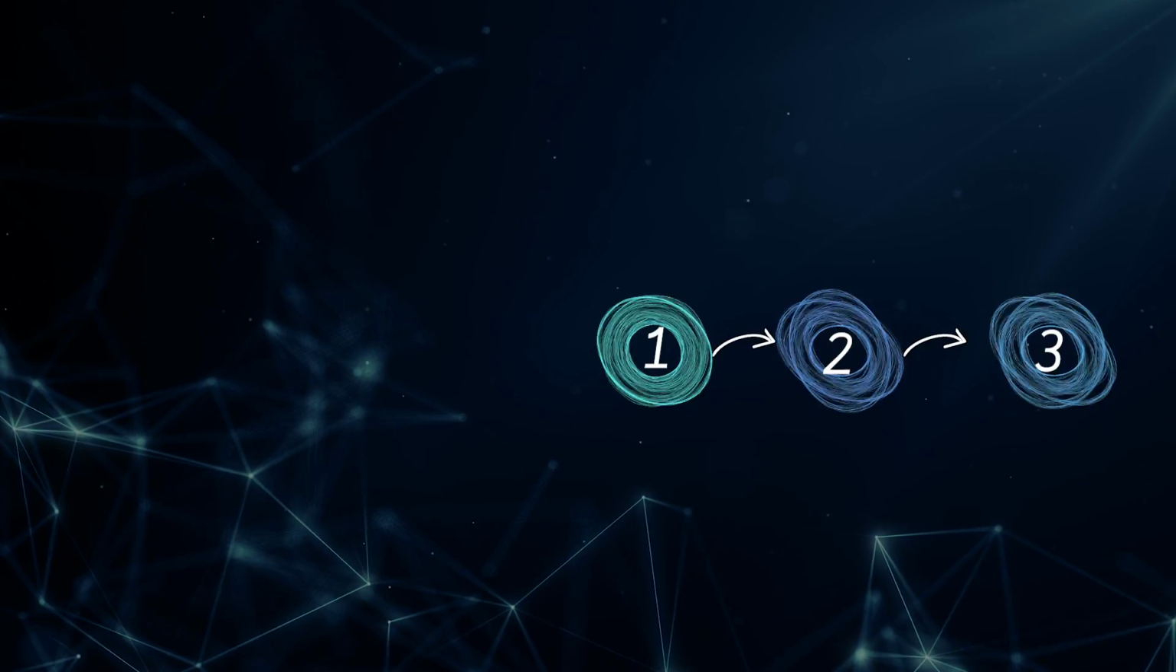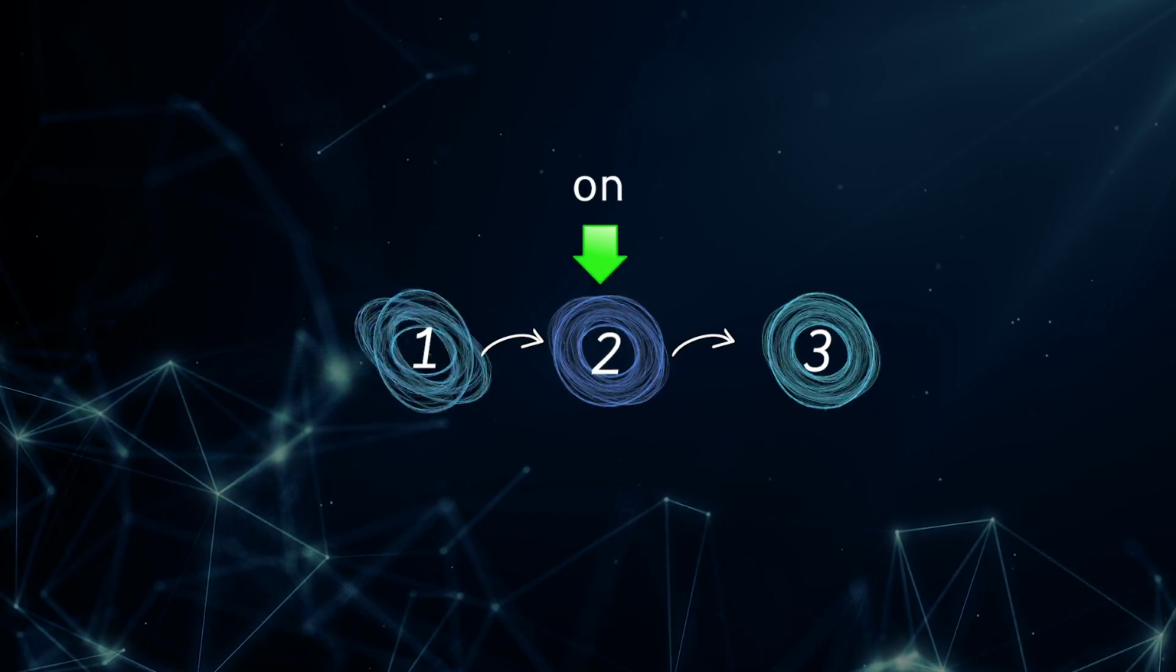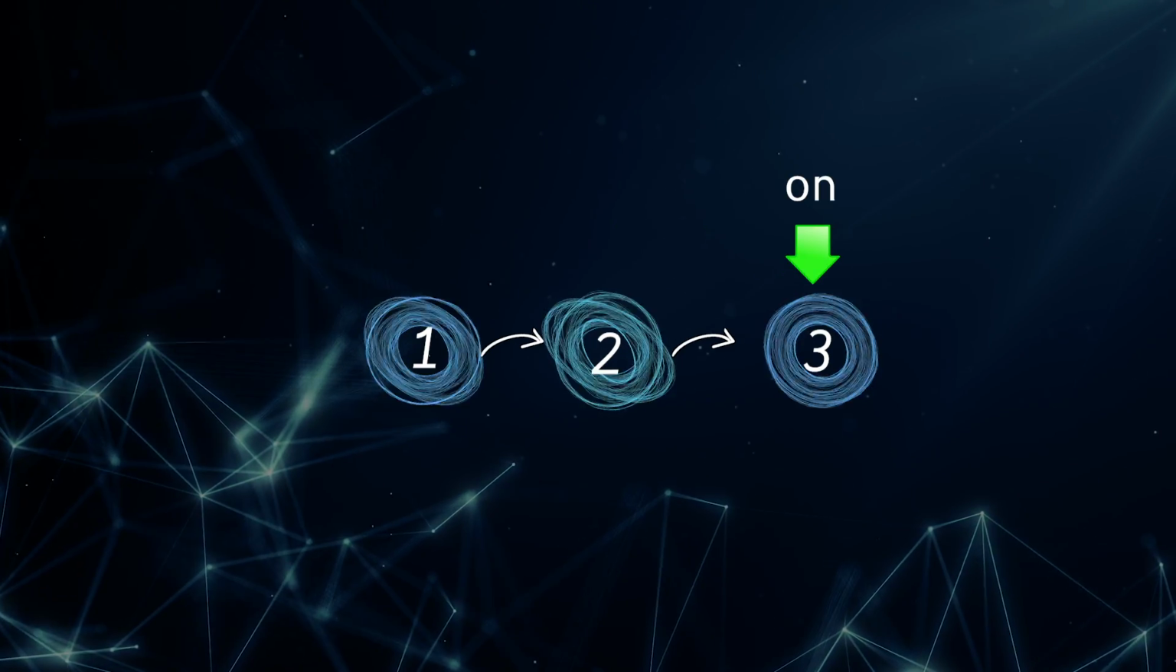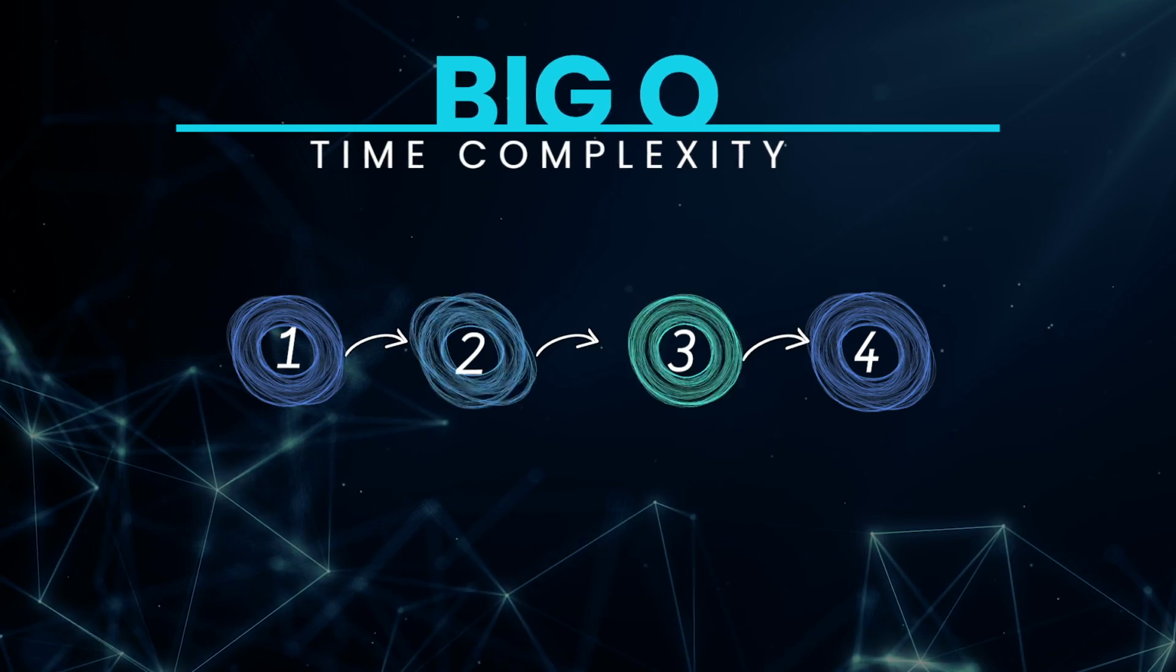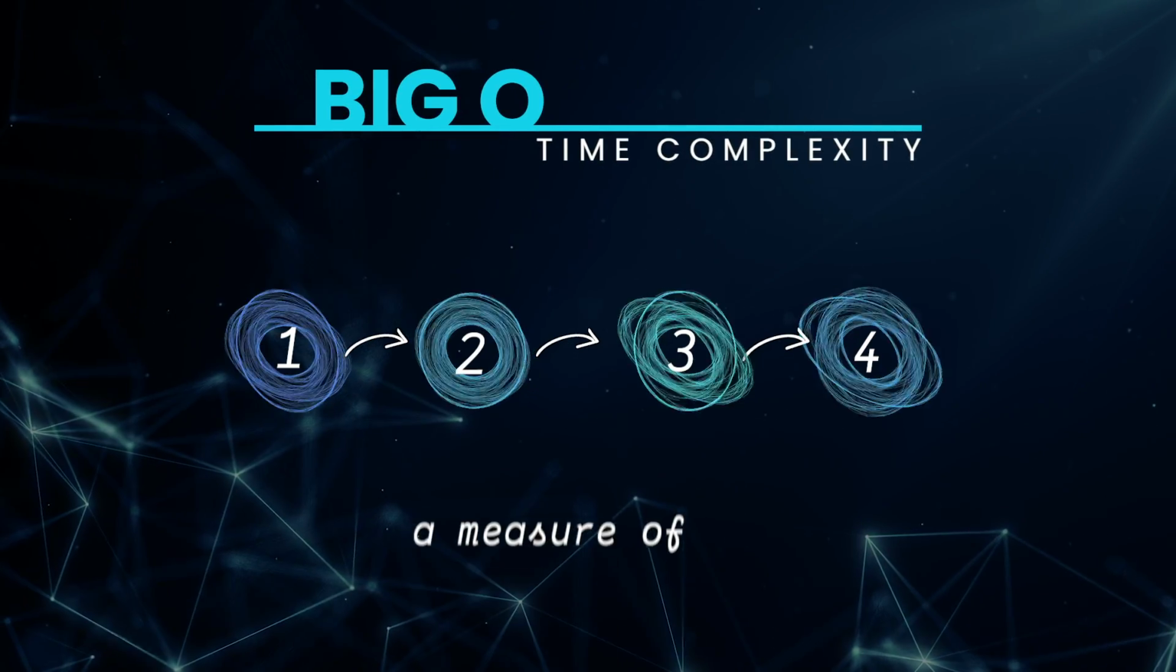You probably noticed that every time we run this, we have to touch every node in our list before adding a new one to the end. That's where the big O, or time complexity, comes in. It's a measure of the efficiency of our add to tail method.